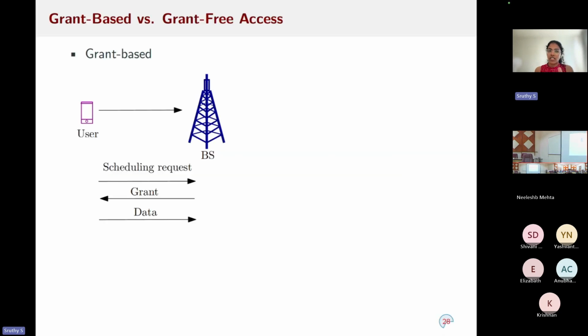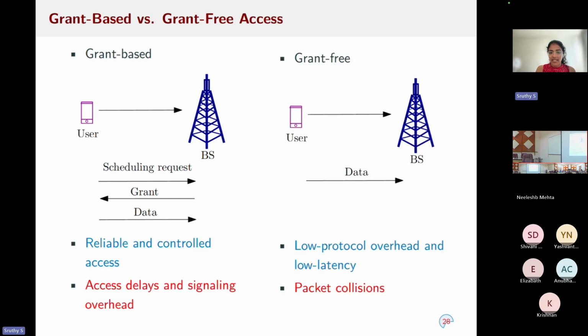Before moving into semi-grant-free NOMA, let's first understand what grant-based and grant-free access are. In grant-based access, when a user has to send data towards the base station, it first gives a scheduling request to the base station, and then the base station has to give a grant to the user. Only then can the user send the data. This has reliability and control, but at the same time, it has access delays and signaling overhead. On the other hand, there is no such control for grant-free access. Whenever a user has data, it just sends it to the base station. It has low protocol overhead and low latency, but again, it has packet collisions. And in semi-grant-free NOMA, we combine the best of both of these schemes.